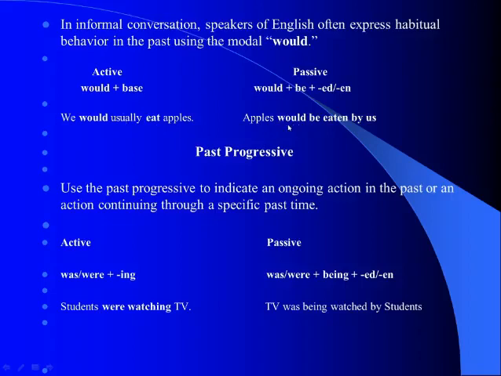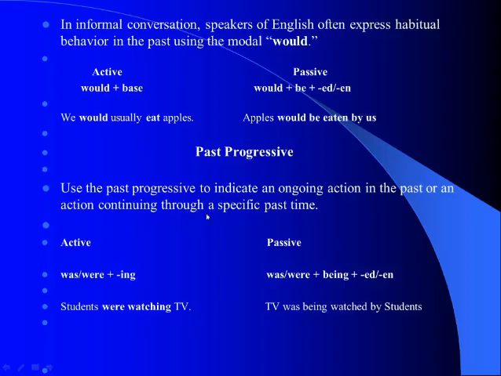Again here we know that if there is a would, that is a habitual action. Apples would be eaten by us. Next let's go to the passive progressive. Use the past progressive to indicate ongoing action in the past, or an action continuing through a specific past time.